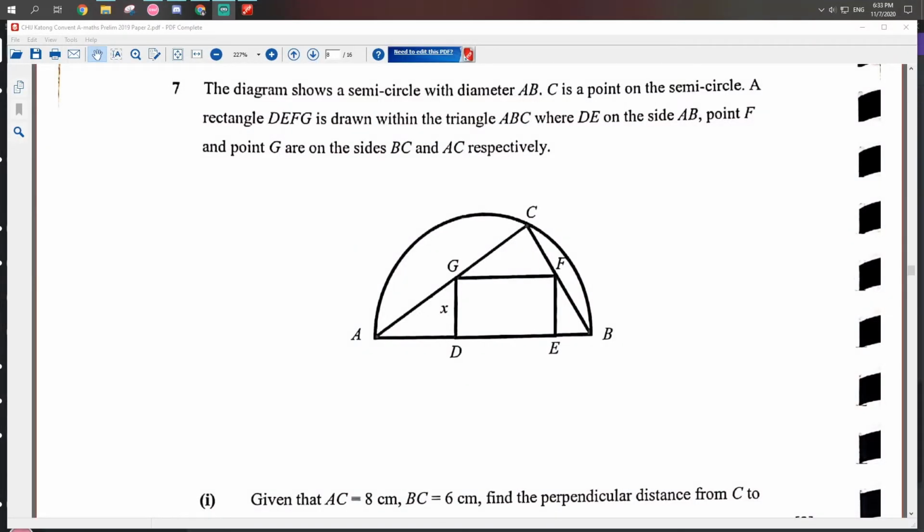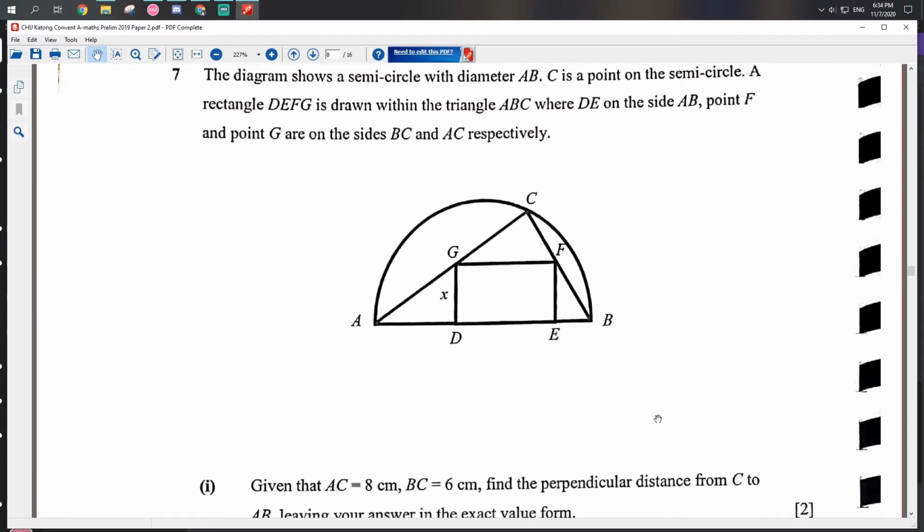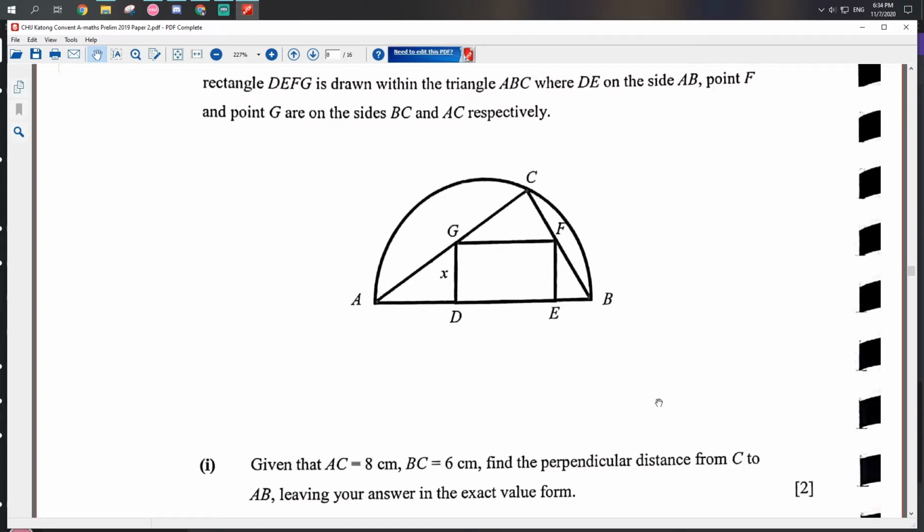Question 7. The diagram shows a semicircle with diameter AB. C is a point on the semicircle. A rectangle DEFG is drawn within the triangle ABC, where DE is on the side AB, and points F and G are on the sides BC and AC respectively. Given that AC equals 8 cm and BC equals 6 cm, find the perpendicular distance from C to AB, leaving your answer in exact value form.